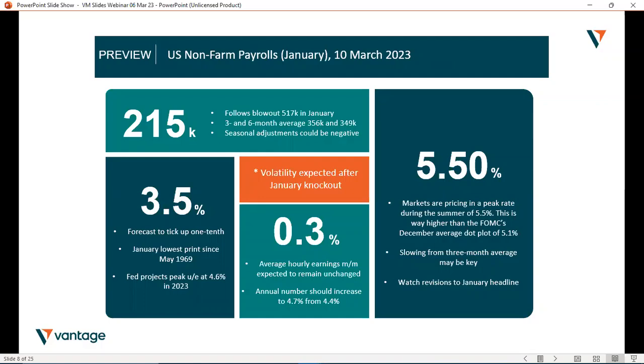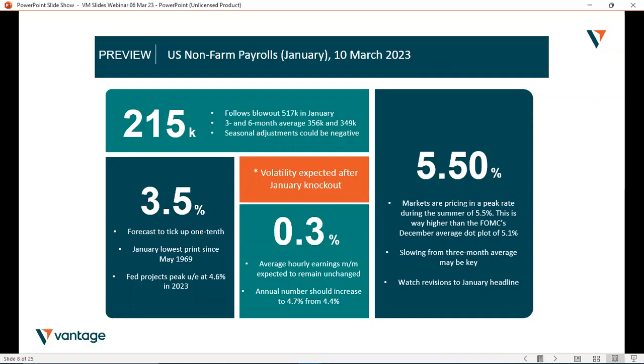The unemployment rate is forecast to have risen by 0.1 to 3.5%. You can see there on the left-hand side, the Fed projects this rate will peak out at 4.6% in 2023, although remember, they'll update those projections in a couple of weeks' time. The recent data show that job openings remain elevated, so just bear that in mind. And then obviously trying to get a handle on compensation pressures being impacted by high inflation.